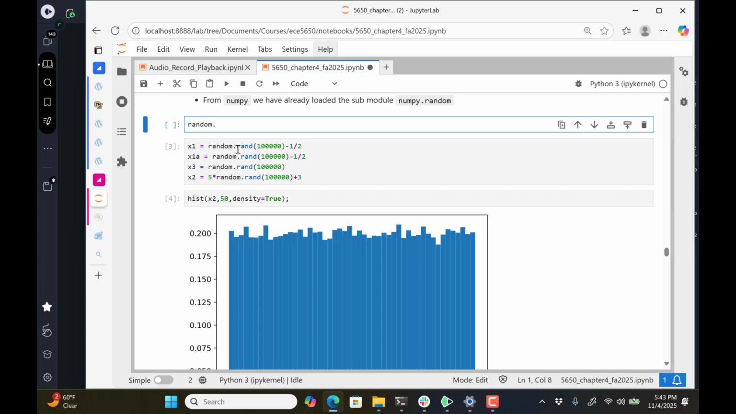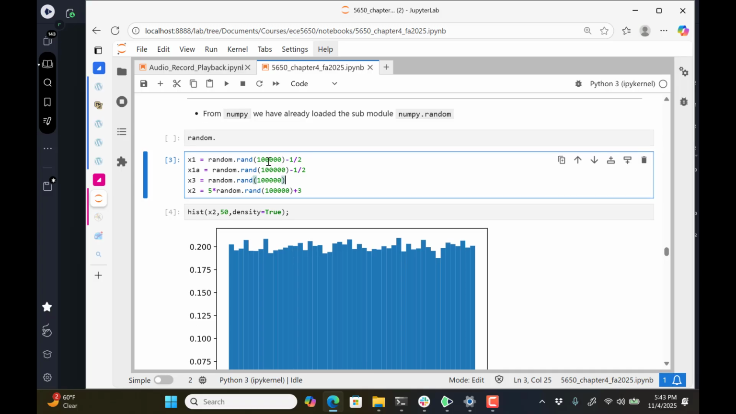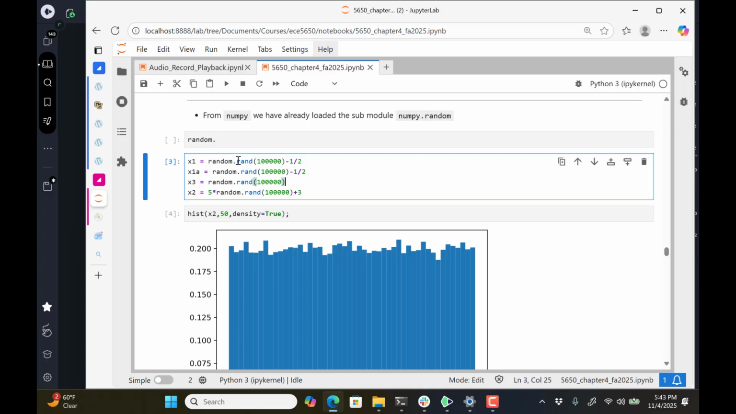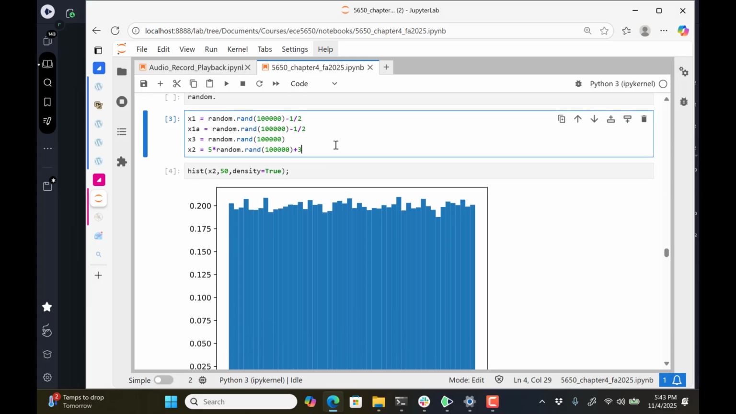So here I'm creating several types of random vectors, random arrays of 100,000 samples. Rand is uniform on 0 and 1, and so here I'm just going to shift 1/2 away from random numbers on 0 and 1, and I'll have numbers on -1/2 to +1/2. Same for the second one. Third one, I'm not shifting it, and the fourth one, I'm scaling by 5 and shifting by 3. So here I can plot the various scenarios.